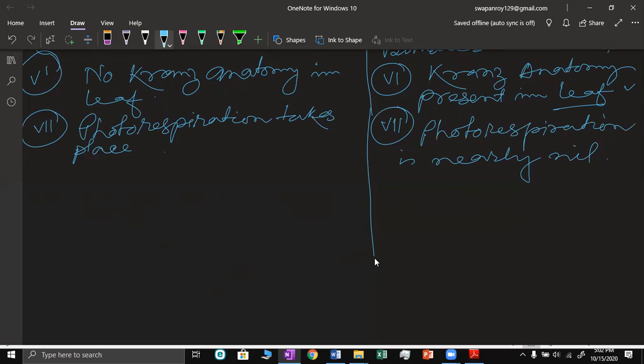Those points also you can write: high temperature is suitable, high temperature and bright light. Optimum temperature is high here. In the C3 plant it is low. They carry out photosynthesis at lower light intensity. In the C4 plant, in high light intensity, nearly 35 to 40 degrees, they can carry out photosynthesis nicely.